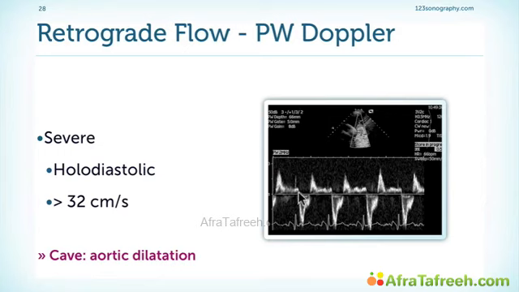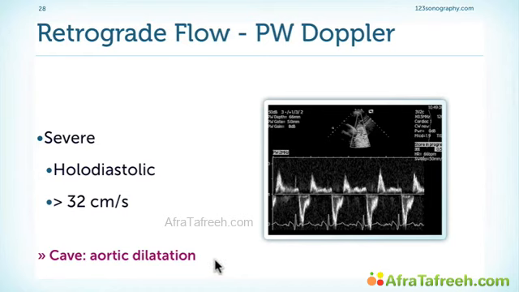First of all, we have a lot of antegrade flow as well. And then we have a very high initial velocity of retrograde flow and a holodiastolic flow, which both denote severe aortic regurgitation. The cutoff value for the maximal retrograde flow is somewhere in the range of 32 centimeters per second, but more importantly, always take a look at the duration of retrograde flow and if it is really holodiastolic.